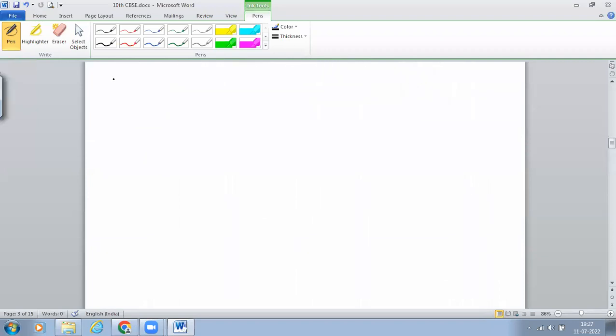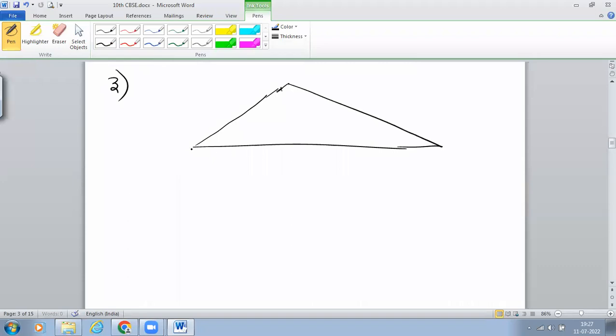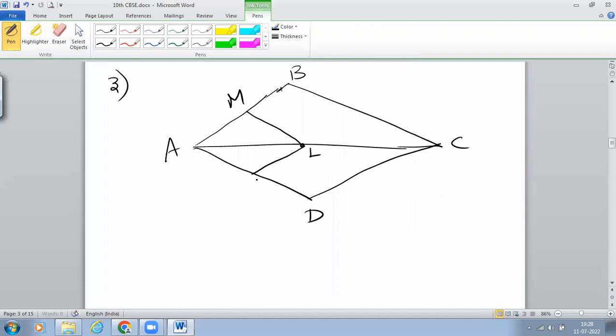Now, question number 3, ma. For this question, we have to draw the diagram. Please, all of you draw the diagram. Done, sir. Diagram. Good. Listen, ma.